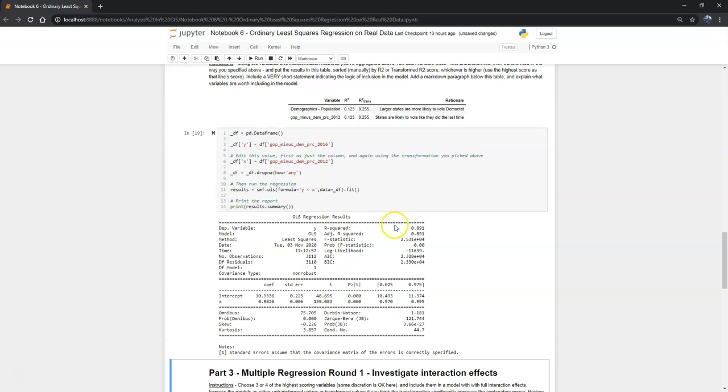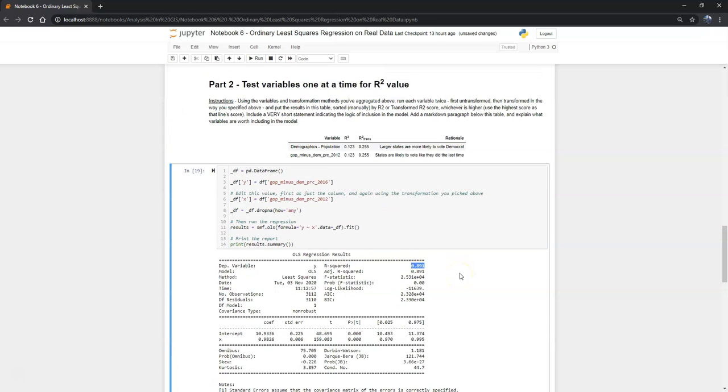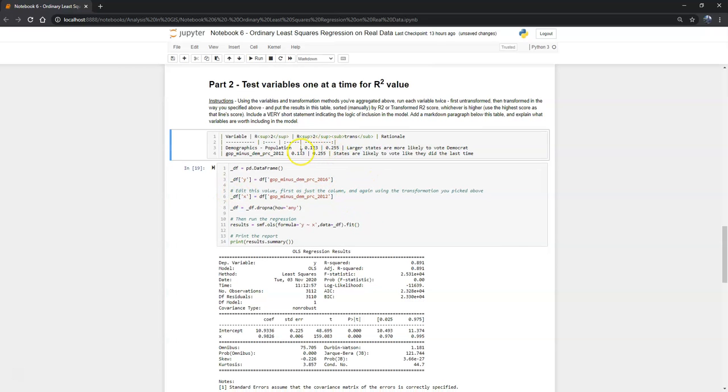And run it. And we get a value here of 0.891. So that's a strong predictor. That's almost 90% of the variance explained just by how people voted last time. So we'll paste that in here.